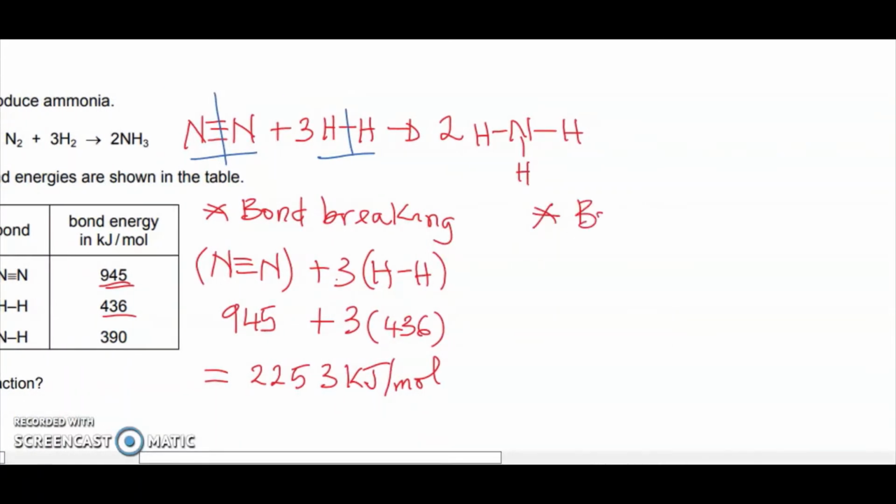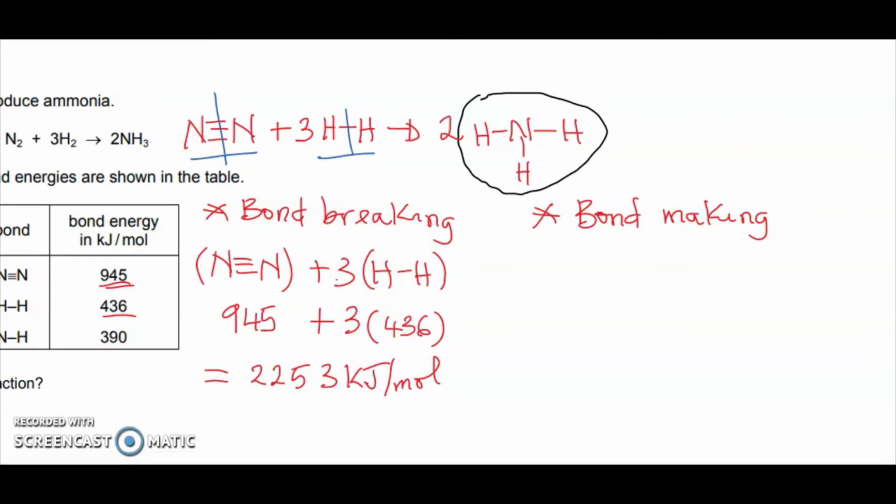Now, over here we have bond making. Bonds are made in products. And the product here is the ammonia molecule. Now, in this product, let's see how many nitrogen-hydrogen bonds we have. This nitrogen-hydrogen bond is 1, this is 2, and this is 3. So we have 3 nitrogen-hydrogen bonds in 1 molecule of ammonia, but over here we have 2. So in total we're going to have 6 nitrogen-hydrogen bonds.